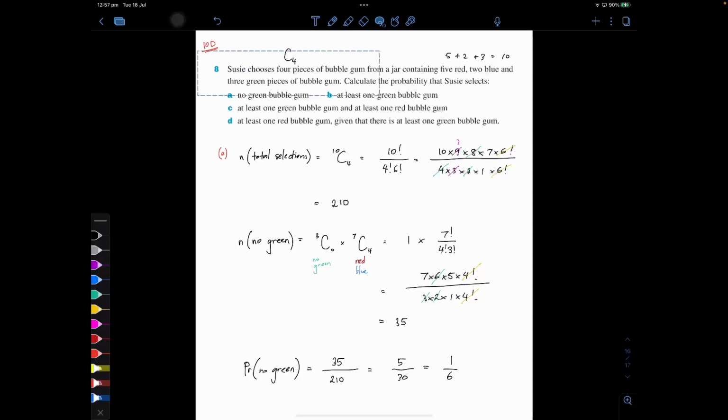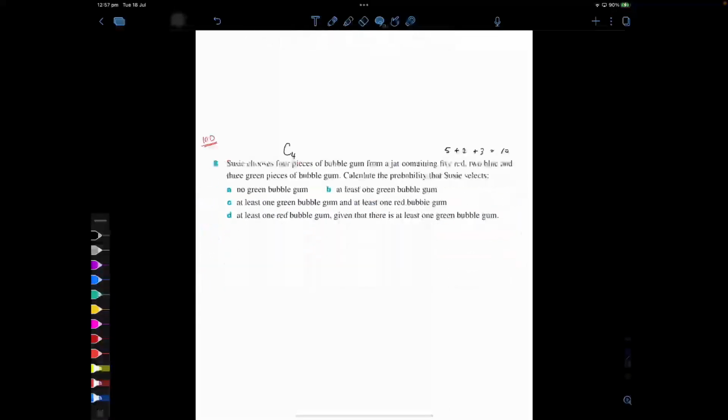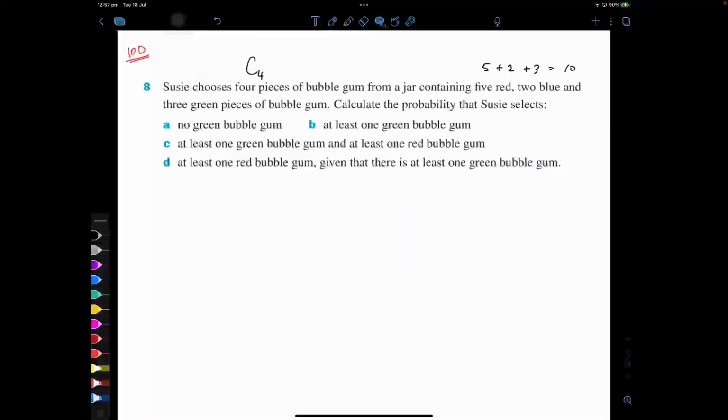Okay, my brain's warmed up now. We can do this part B question. At least one green bubble gum. Okay, so it'll be at least one. C or B? Ah, okay. Sorry, we jumped to C then. So we choose 4. There has to be at least one green bubble gum, and at least one.